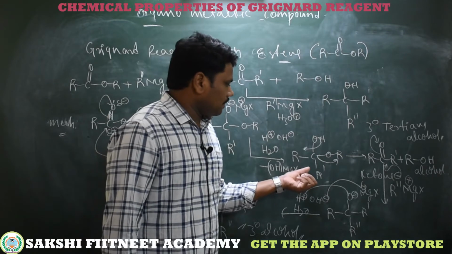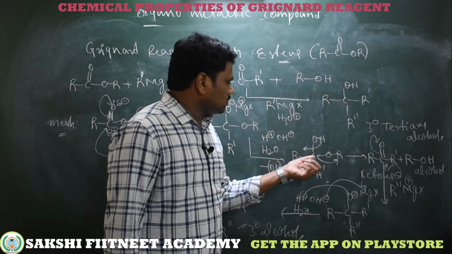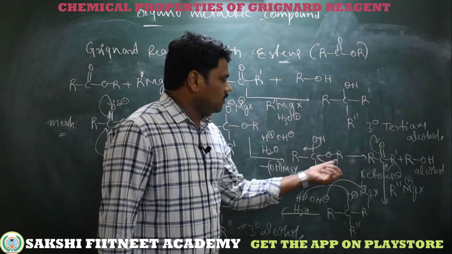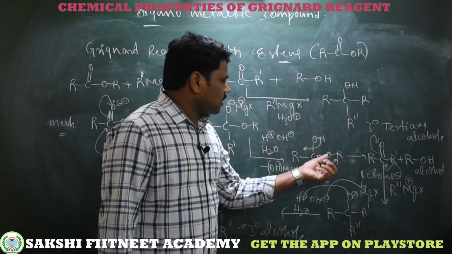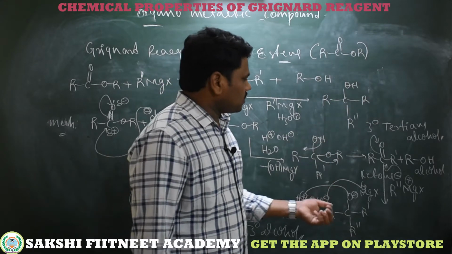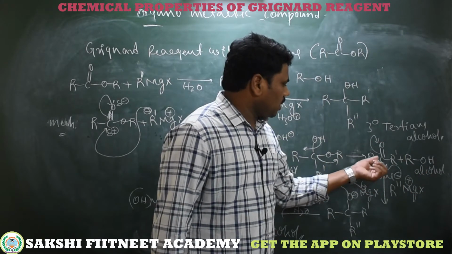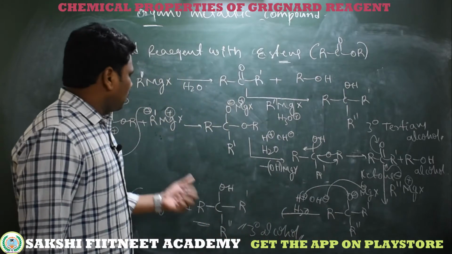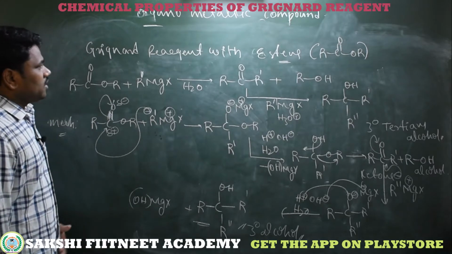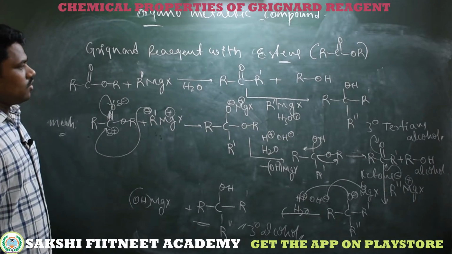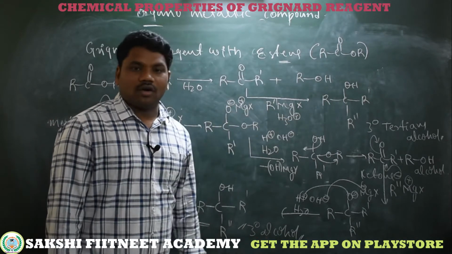Then we will get this next step. In this next step, this carbon is bonded to OH as well as a leaving group, and undergoes elimination as H plus, OR minus. H plus OR minus, we are getting ROH, and the other product is a ketone. Then from the ketone to tertiary alcohol, the same mechanism. So this is the reaction of Grignard reagent with an ester. First we get a ketone, then ketone to tertiary alcohol.